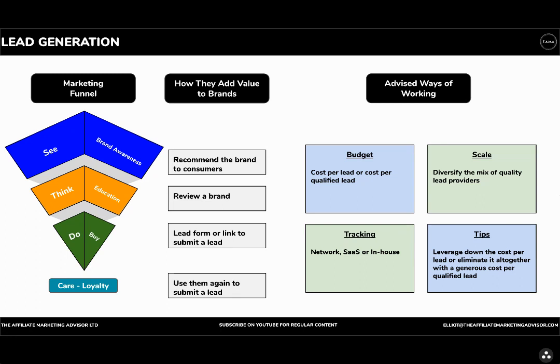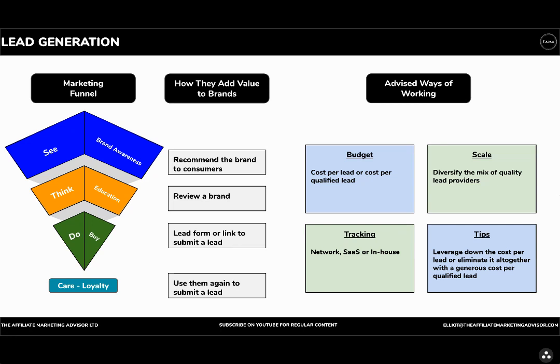So in terms of budget, cost per lead or cost per qualified lead, and those are based on what your criteria are. Scale, so again, diversify your mix. I think SEO lead providers are really strong. If you get a good mix of those with social lead providers and email lead providers, then you're in a really good position. Tracking, so again, going through a network or SaaS.